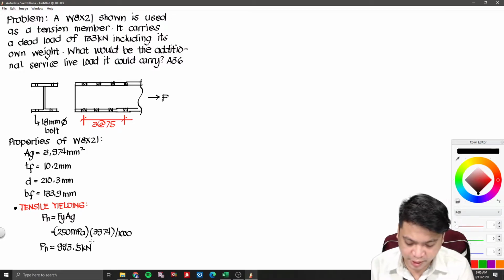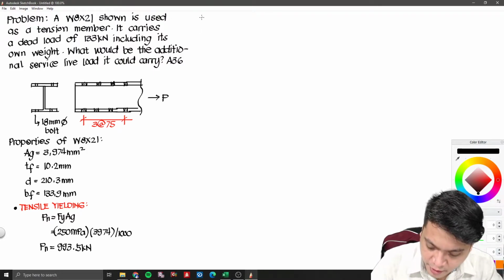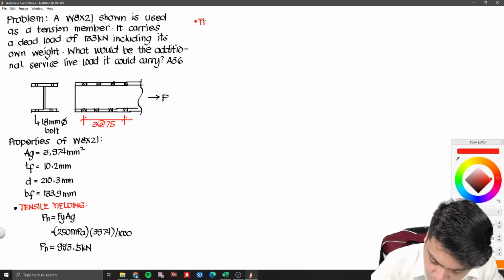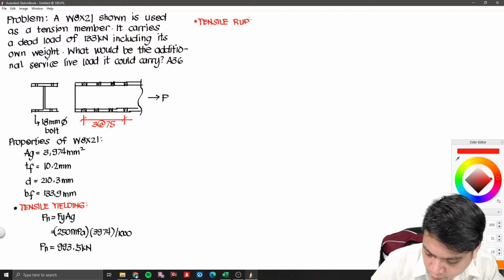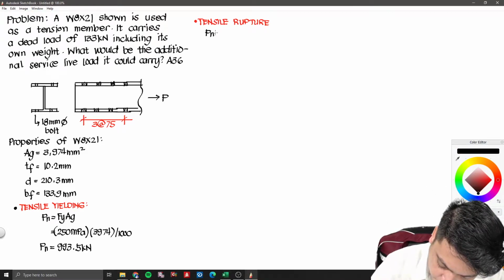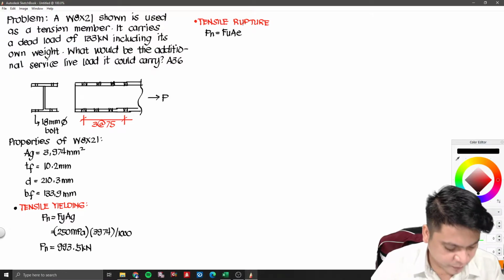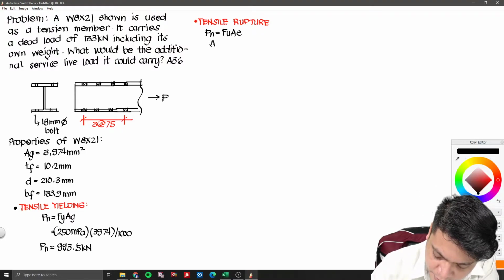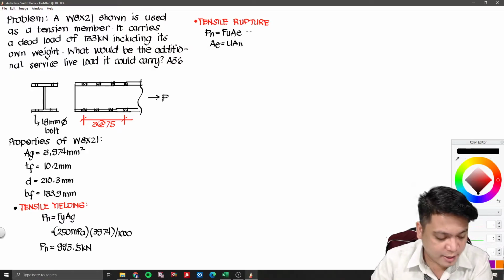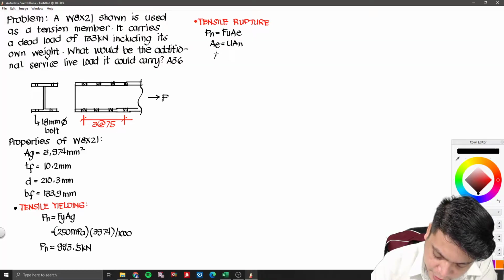So, punta tayo ngayon sa pangalawa. We will be having here the tensile rupture. On the tensile rupture, we need to get the P sub n also. But this time, this is equal to Fu multiplied by our Ae. While the Ae is equal to U multiplied by the An, or the shear lag factor multiplied by the net area. So, we need to solve now for the net area.